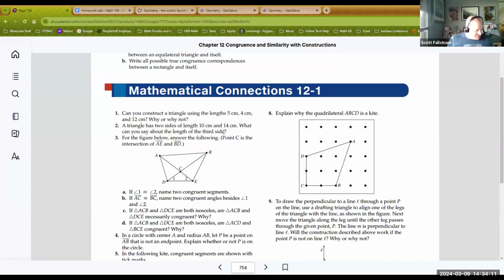I said, can I construct a triangle? Okay, so I want to show how we can construct a particular triangle using our compass and straight edge. Let's see, let me get a blank sheet of paper.